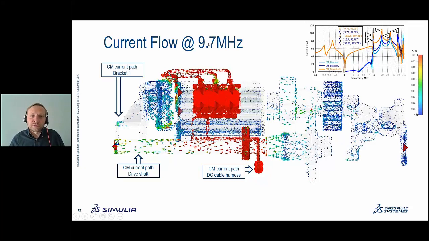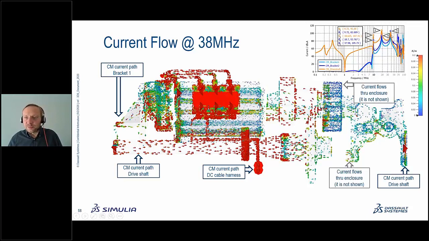Now if we go up to the frequencies, 9.7 megahertz is this one. You see both the current through the drive shaft and through this bracket. And then at higher frequencies, 38 megahertz, which is this peak here, the current flows through the bracket, through the shaft, and also through the other bracket and all this connection, so these are high frequency currents. And I think it's pretty interesting and important to look at these things, because this kind of resonance is not happening because of the inverter and the motor. It's happening because of the inverter, motor, and the powertrain. So that's the important thing.